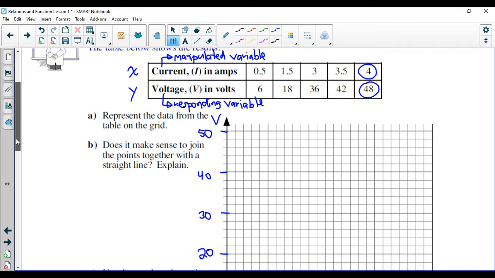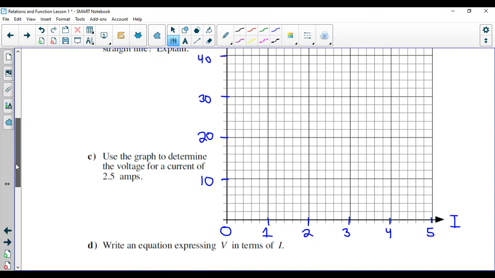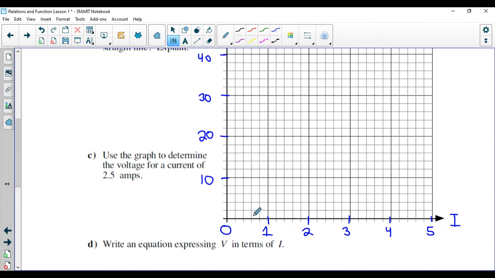Okay, now it says let's plot these points on the grid. So again, the current is going to be your x coordinate, the voltage is going to be your y coordinate. So the first point is going to be 0.5, comma 6. So 0.5 would be directly between 0 and 1, and then 6, every grid line goes up by 2 here, so this would be located at about this position.